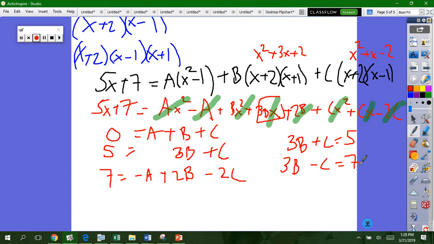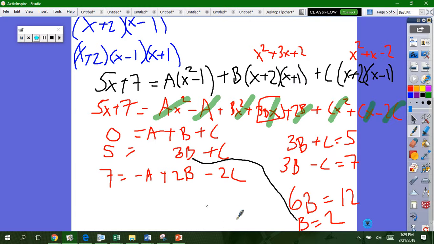Because that's just another system, right? Then I go ahead and do another system, and what eliminates very nicely here? The C, so I have 6B equals 12, so who's B? 2. Then I can plug it back in. I could plug it right there, couldn't I? So therefore I know C is negative 1.